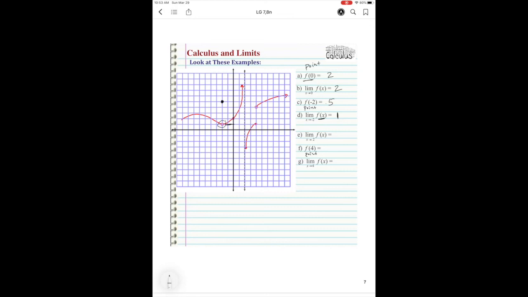Positive 2, you should have does not exist, because one is going up, the other one's going down. And the point of 4, this is the black one, so you put 1, and what is the limit as you are approaching 4? Hopefully you put does not exist, because it's jumping. See, it's jumping. The left side and the right side are not equal.